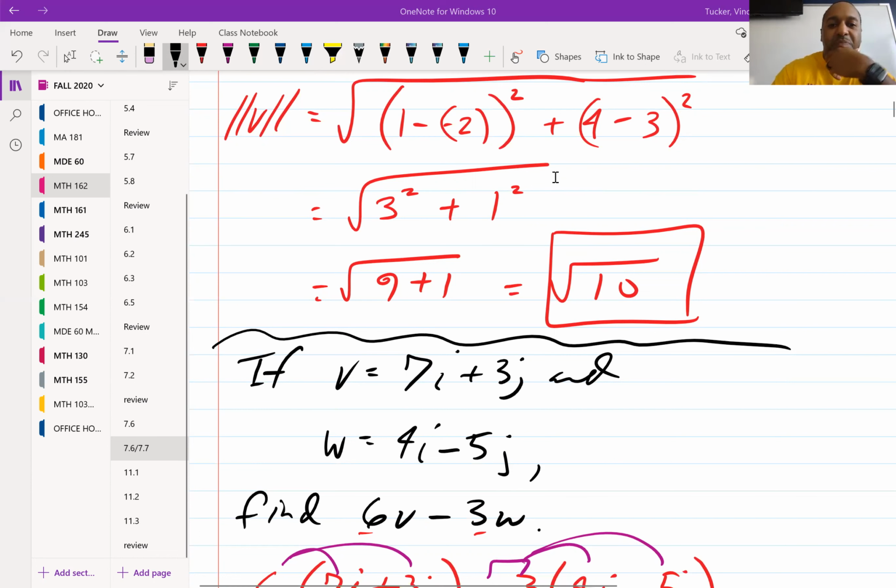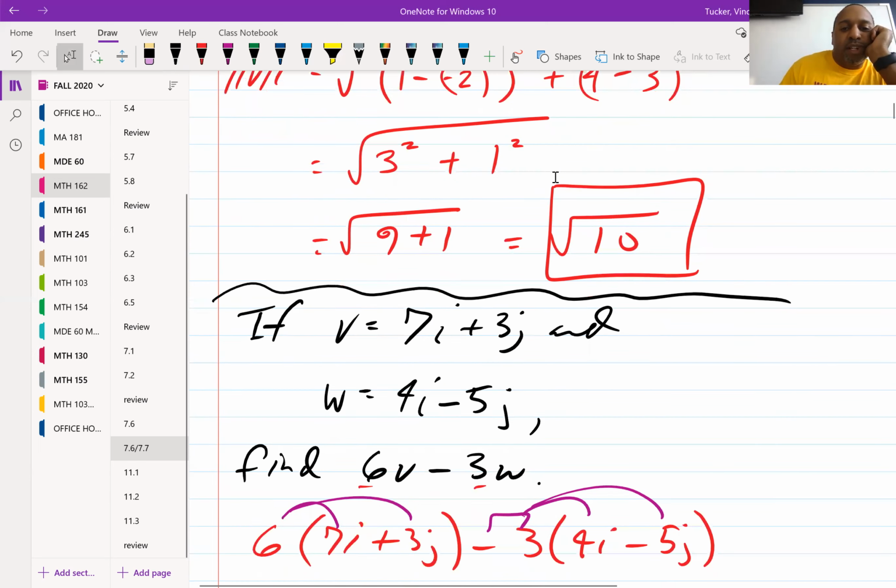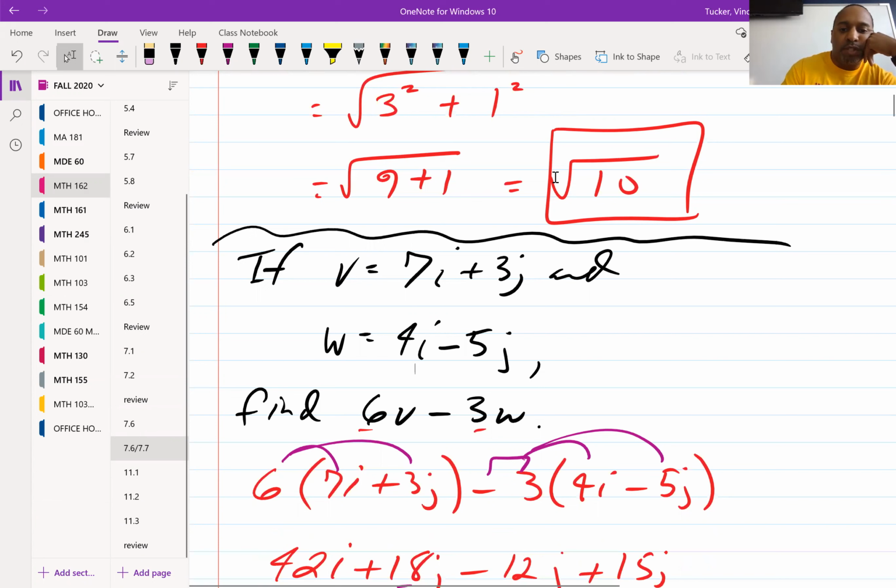All right, so if a vector v is 7i plus 3j and vector w is 4i minus 5j, and he wants to find 6v minus 3w, you would treat it the same way that you would any algebraic practice. You plug in 7i plus 3j for v, and then plug in 4i minus 5j for w. Then we would distribute and combine our like terms.